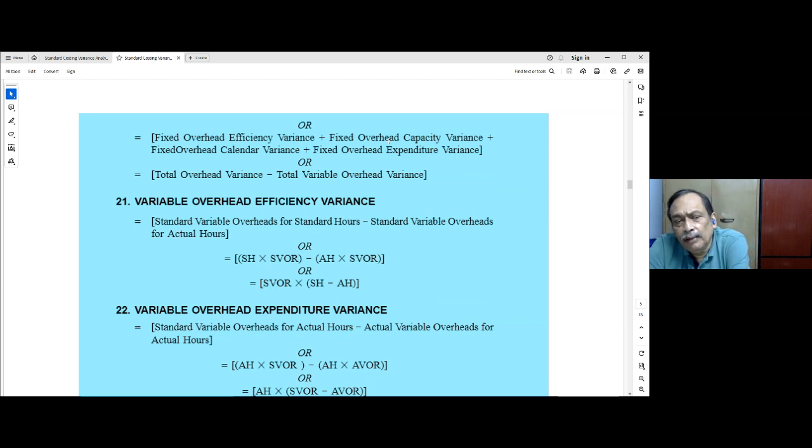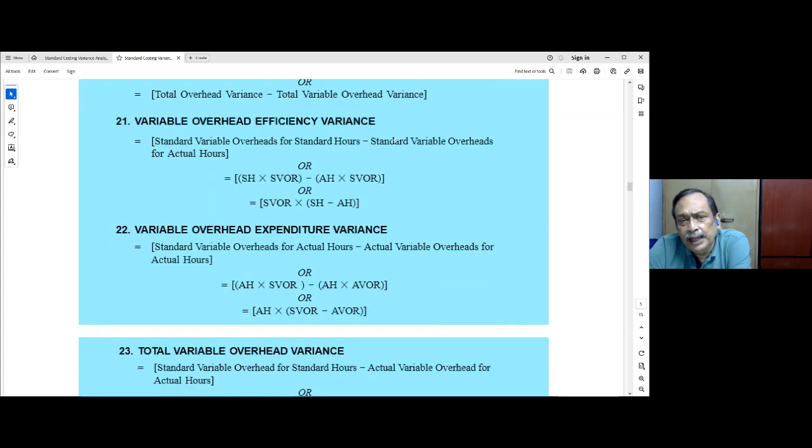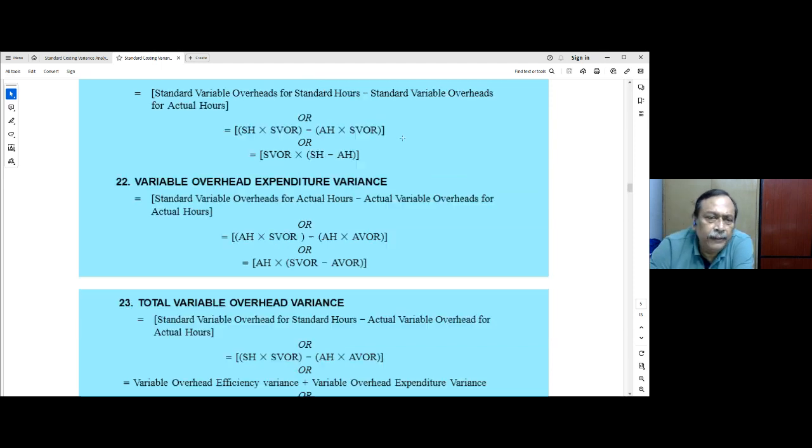Now, we have variable overhead efficiency variance, that is standard variable overheads for standard hours minus standard variable overheads for actual hours, or SH into SVOR, that is standard variable overhead rate per hour, minus actual hours into standard variable overhead rate per hour. We may take SVOR common, and it is multiplied by the difference between standard hours and actual hours.